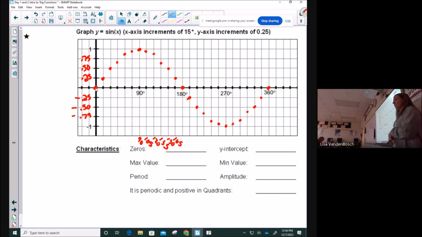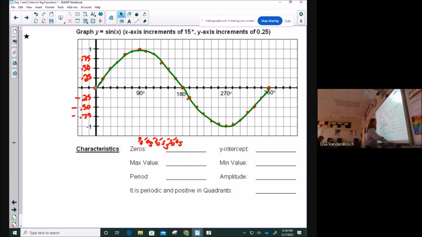Okay, does everybody have your sine wave done? Okay, there's your sine wave, you guys. There are 5 important points on that sine wave that you are going to have to memorize: 1, 2, 3, 4, 5. Once we know those 5, then we can just take those 5 and join a way through them.